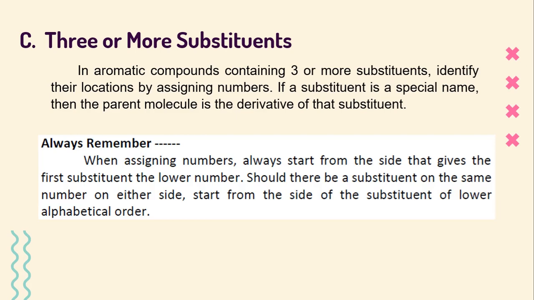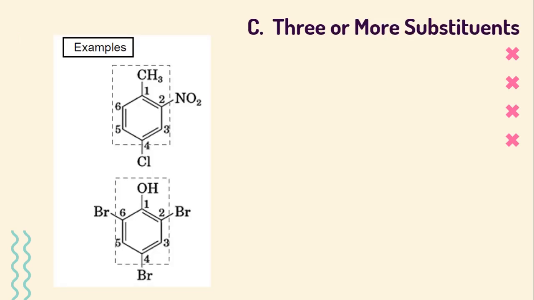And also, when assigning numbers, always start at a site that gives the first substituent the lowest number possible. Should there be a substituent of the same number on either side, start from the side of the substituent with a lower alphabetical order. So, mao gihapon, lowest numbers as possible ang kinalowest sa alphabetical order. Let's try to answer that one.